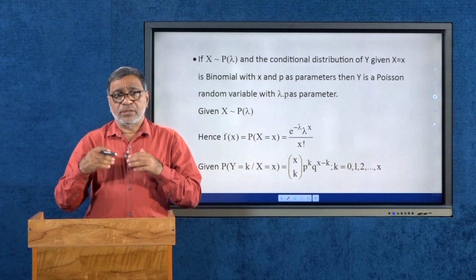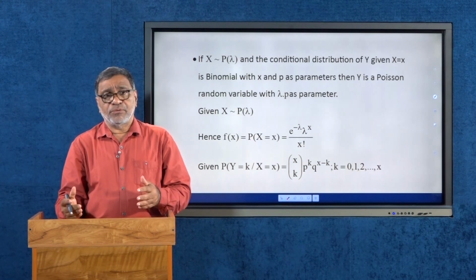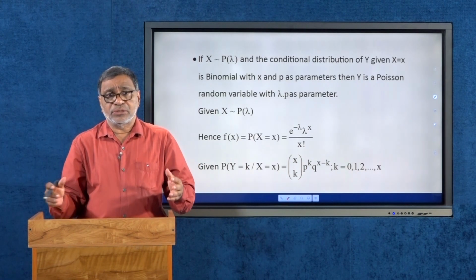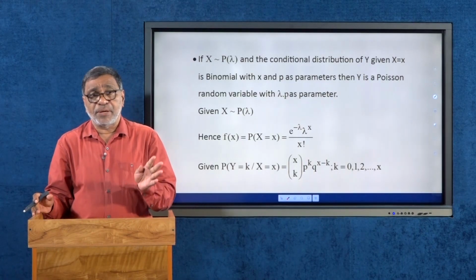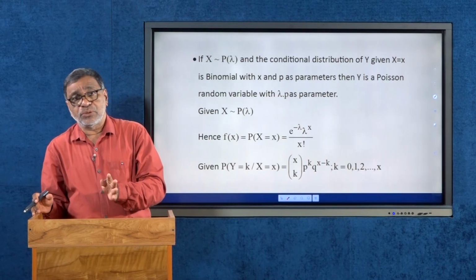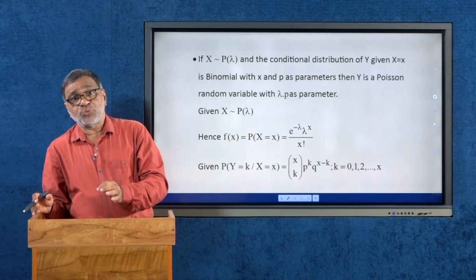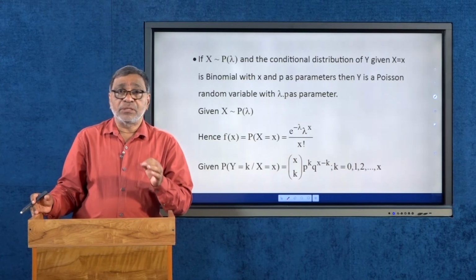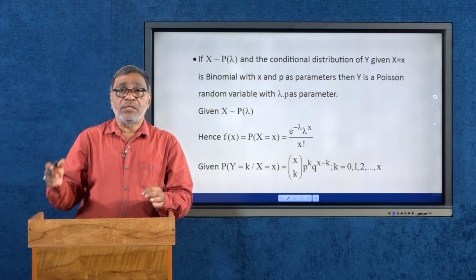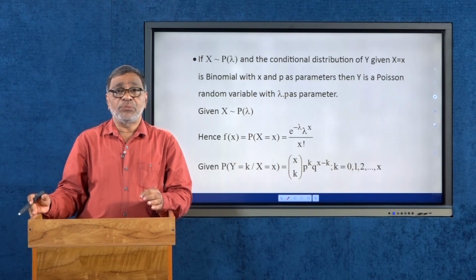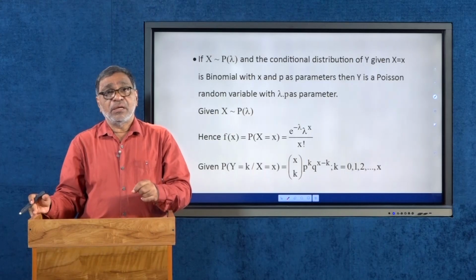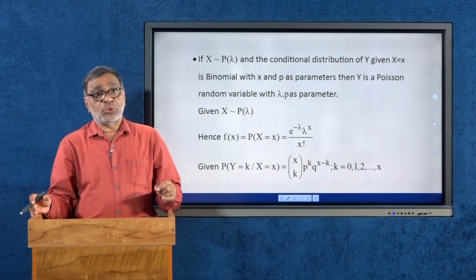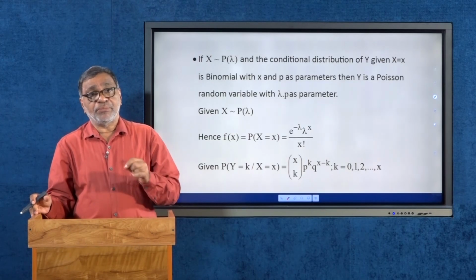This result is related to the earlier result we have: if x is a Poisson, y is a Poisson, then x given x plus y is a binomial. Here it is, if x is a Poisson and the conditional distribution of y given x is binomial, then y is a Poisson random variable with the parameter lambda p.